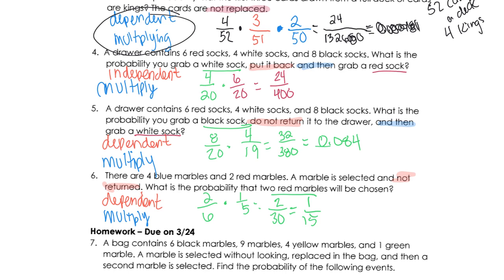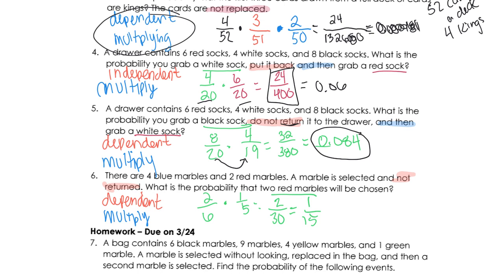Okay, so for number 4, sorry, you should have gotten 24 out of 400, which simplifies down, or you can make it a decimal at 0.06. Okay, because they're independent, they both stay 20. Whereas number 5 is dependent, so our number decreases because we're not returning that sock back to the bag. Okay, and that answer is 0.084. Again, I'm rounding, okay?